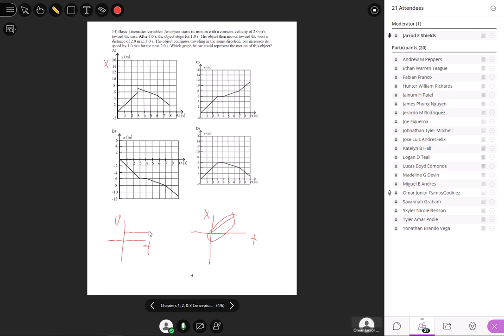Look at that again. Then it goes towards the east, and then after 3 seconds, the object stops for 1 second, so there's no displacement. And then it does what? Moves towards the west, a distance of 2 meters in 3 seconds. So when it stops, it's no longer displacing. So what should that look like on a distance versus time graph? Displacement versus time. Should be a flat line, shouldn't it? A horizontal line?